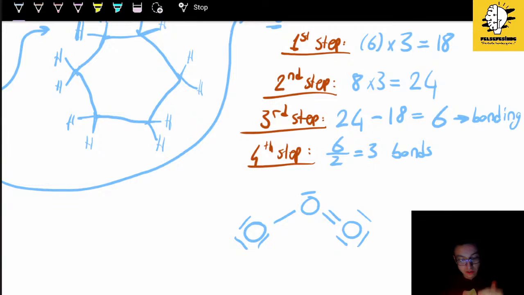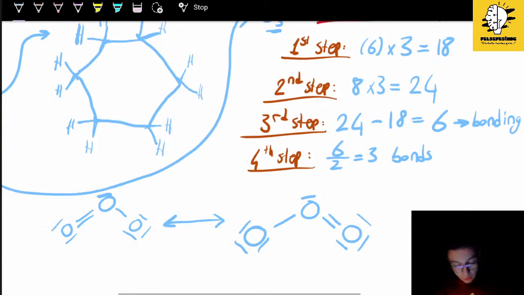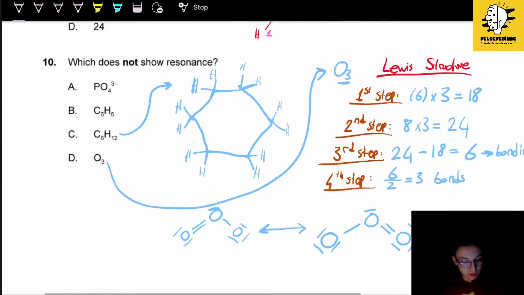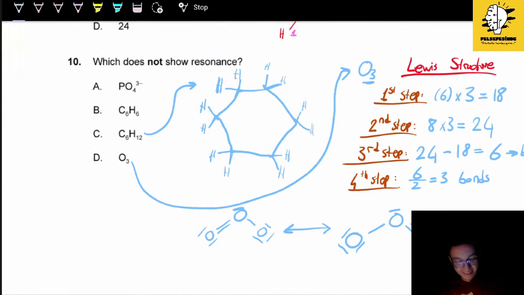Lewis dot structure, and as you can see, this will definitely have a resonance where we will have the double bond here, and yep, this will be the resonance. So ozone has definitely a resonance structure, and this is how we do it in the Lewis structure. It's interesting, right?